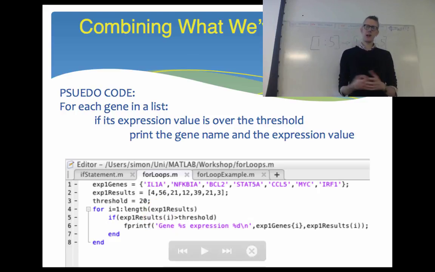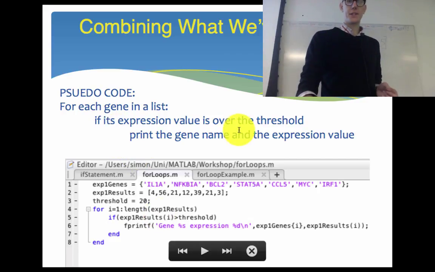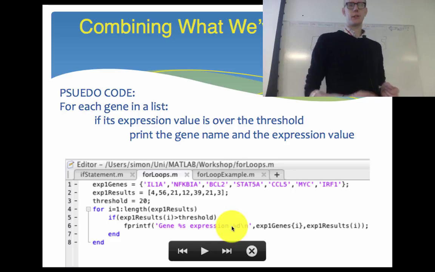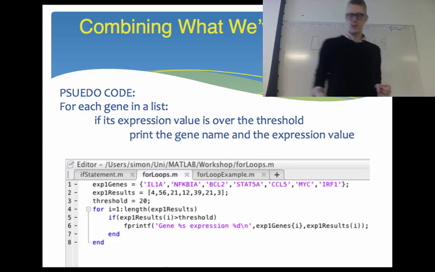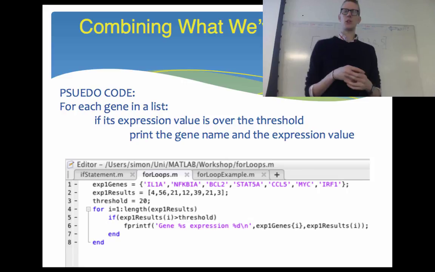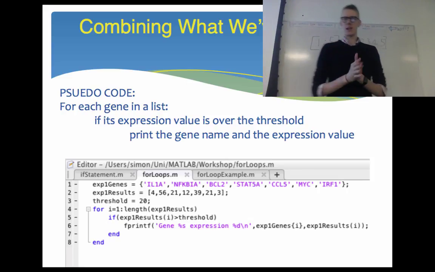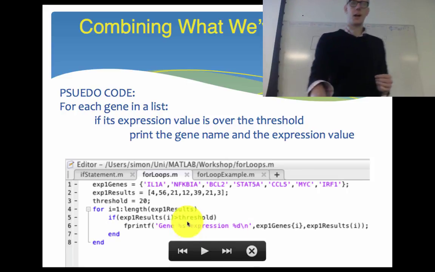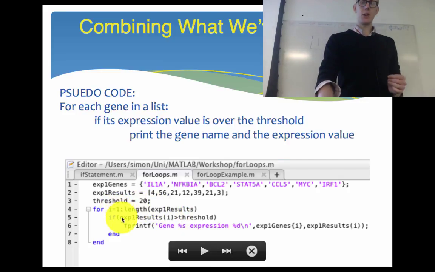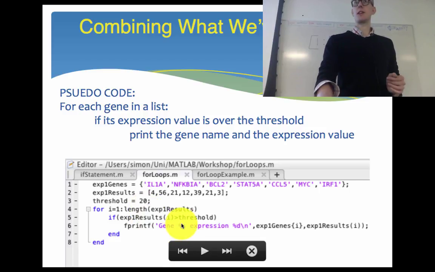And what do we want to do for i equals 1 to 7? Well, if its expression value is over a threshold, we want to check that. So if exp1 results i is greater than the threshold, this notation here, exp1 results i, will check the ith element of our exp1 results. So the first time, i is going to be 1. It's going to check exp1 results 1, which will be this 4. It's going to check whether that is over the threshold. So is 4 greater than 20? That's going to be false, so it's not going to do anything.